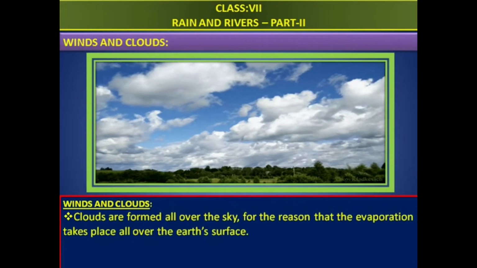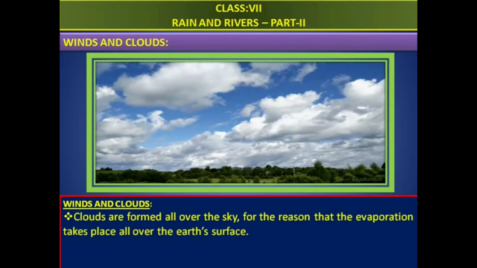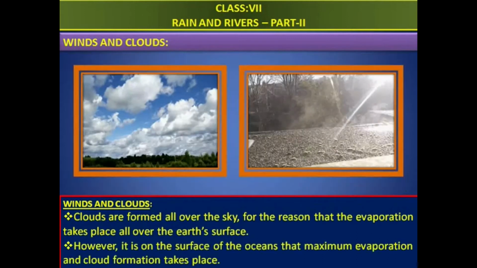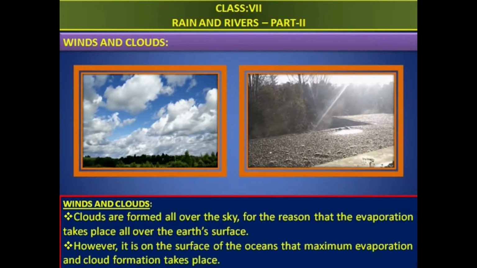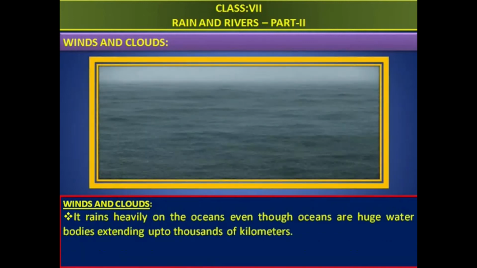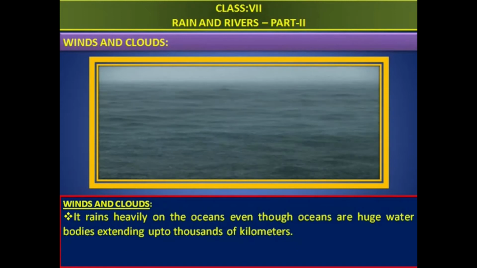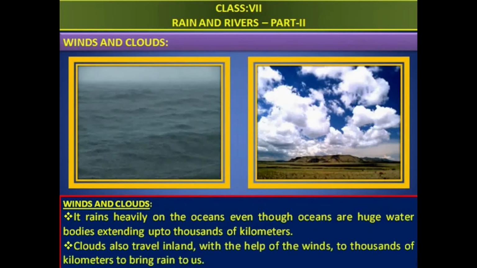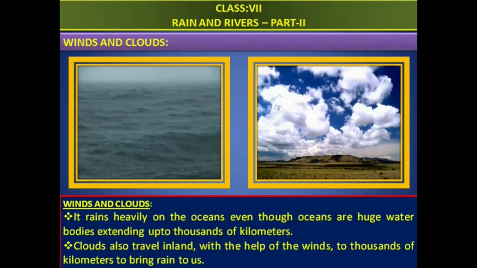Now let us learn about winds and clouds. Clouds are formed all over the sky for the reason that evaporation takes place all over the Earth's surface. However, it is on the surface of the oceans that maximum evaporation and cloud formation take place. It rains heavily on the oceans, as oceans are huge water bodies extending up to thousands of kilometers. Clouds also travel inland with the help of the winds, thousands of kilometers, to bring rain to us.